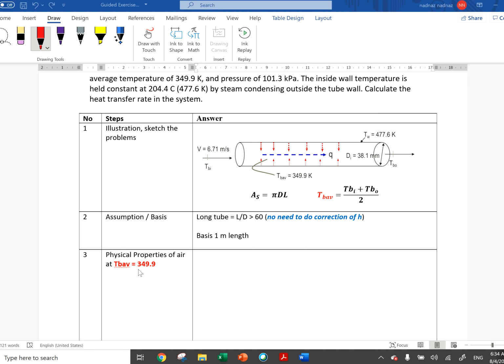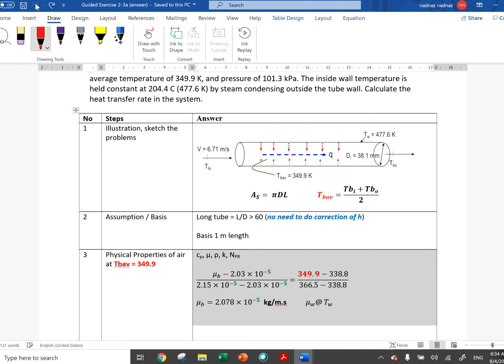So the TB average here is given as 349.9 Kelvin. So you need to calculate or determine the physical properties of air at 349.9 Kelvin. So what are the properties that you need? These are the properties that you need: heat capacity, the viscosity, the density, the thermal conductivity, as well as Prandtl number.